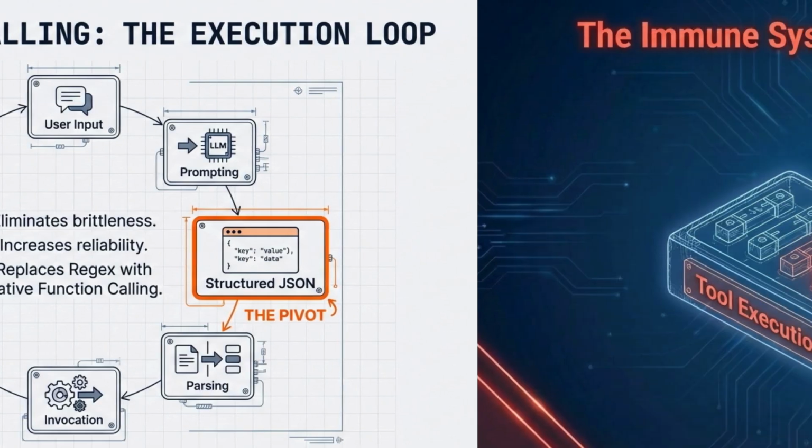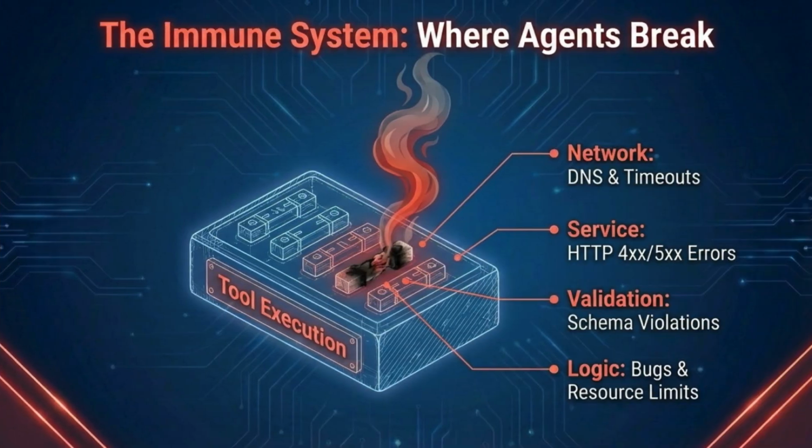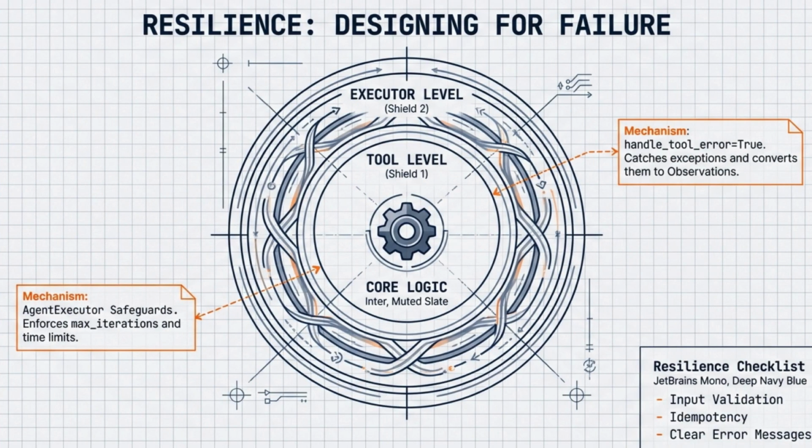This is the infrastructure. Production systems fail, always. So you build shields. 3 layers. Core logic in the center, your main reasoning. Tool level, shield 1. Set handle underscore tool underscore error equals true. Catches exceptions, converts them to observations instead of crashes.